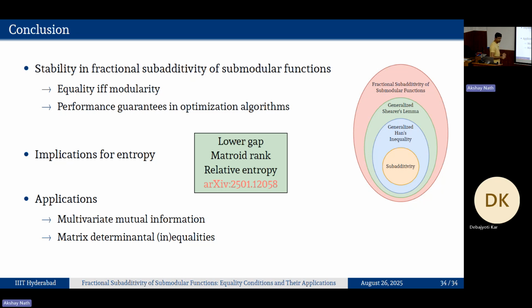And this is also true about matroids, for example, a free matroid. So you also have these for relative entropy.